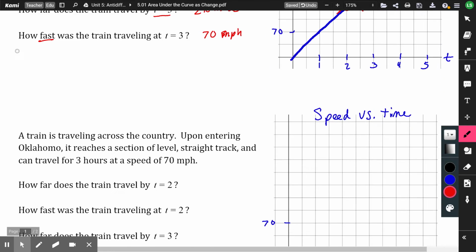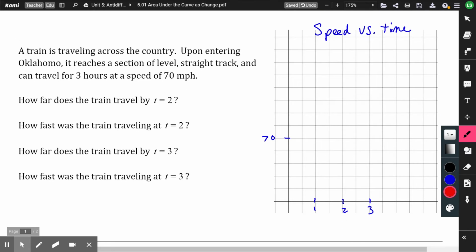Now, what if we changed it around a little bit? What if we said the train is still traveling, still entering Oklahoma, and it reaches a level of straight track and can travel for 3 hours at exactly 70 miles per hour? So instead of having a distance versus time graph, we could consider the speed versus the time. So in this case, our speed would be a constant 70 miles per hour over the course of the 3 hours.